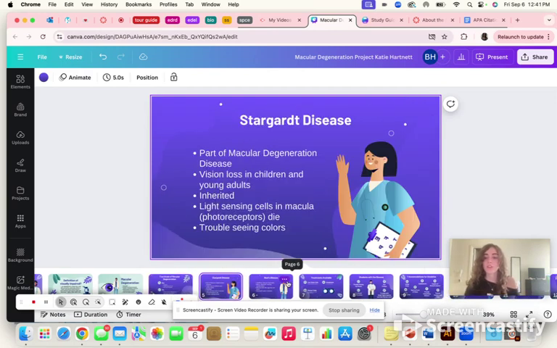When we're talking about children specifically, there are diseases that are most common in children. The first is Stargardt disease. This is a part of macular degeneration, obviously, and it causes vision loss in children and young adults. This is passed down from family members, and it's where light-sensing cells in the macula, or photoreceptors, actually die. And this can cause what I talked about earlier, which is trouble seeing colors. So it can be really hard for students to identify colors, and I talk about this later in my accommodations.